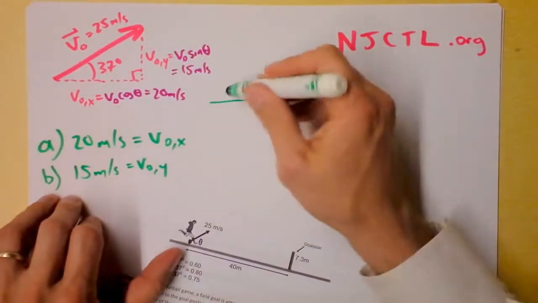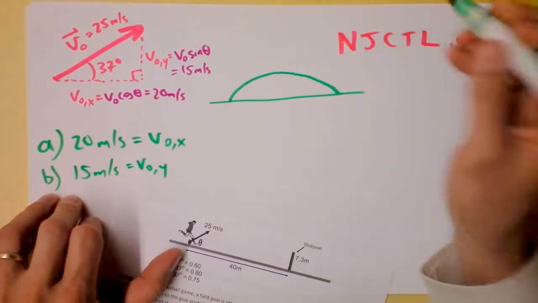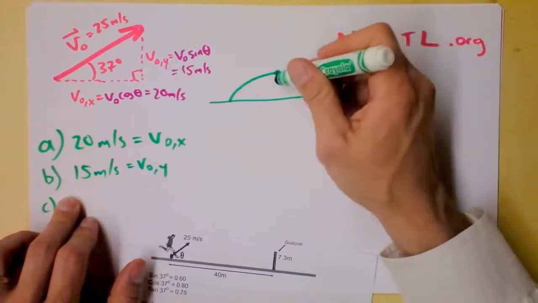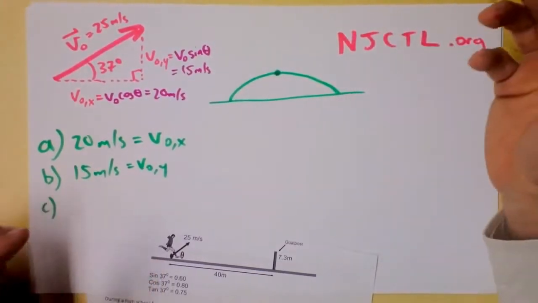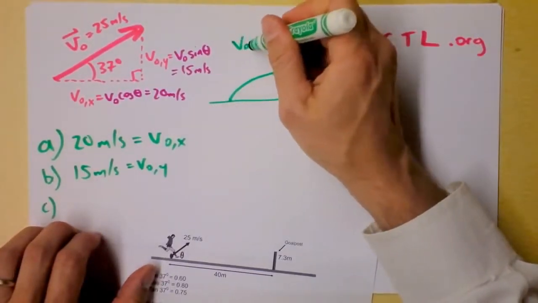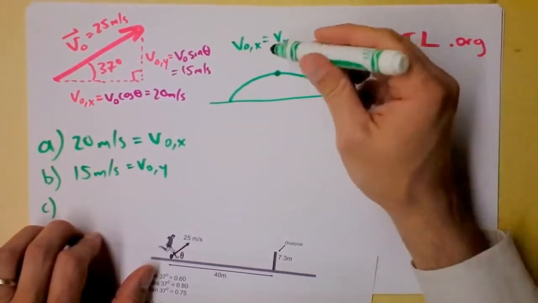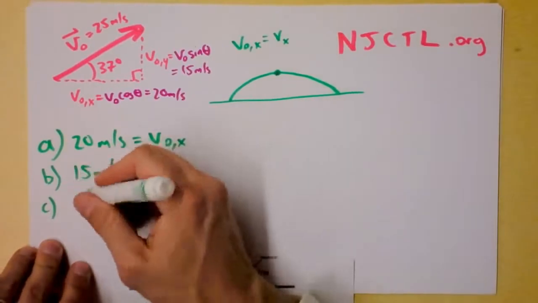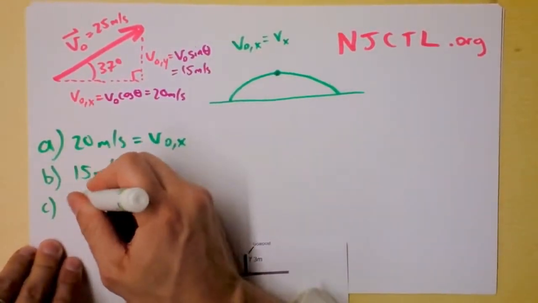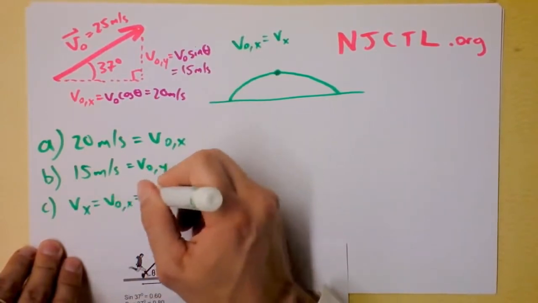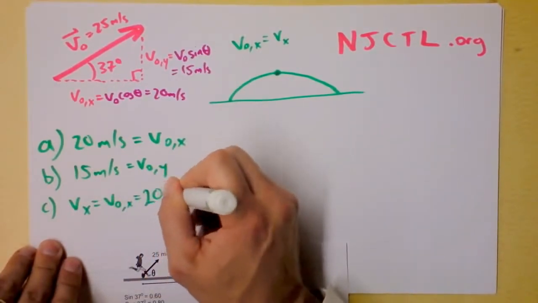Well, now we're talking about a parabola. And we're talking about up at the top right here. I want to know how fast the ball is going in the x direction at this moment. Now the nice thing about it is the initial velocity in the x direction is the final velocity in the x direction because there's no acceleration in the x direction. So I just write down, hey, you want to know the final velocity in the x direction? It's the initial velocity in the x direction, which is 20 meters per second.